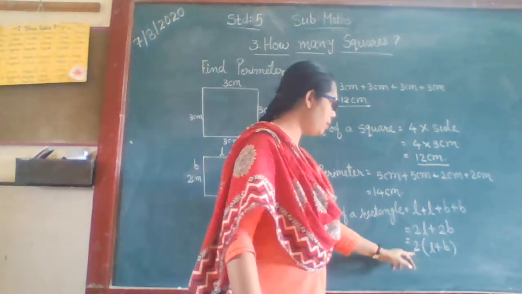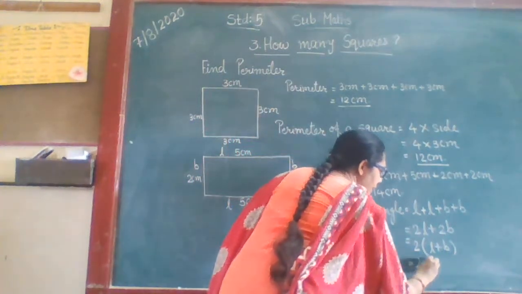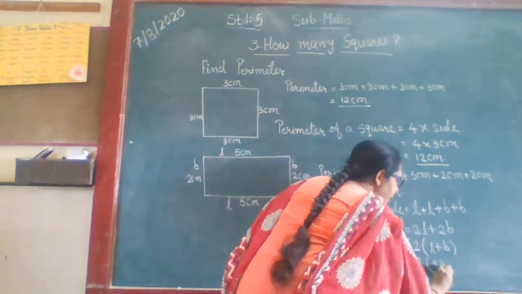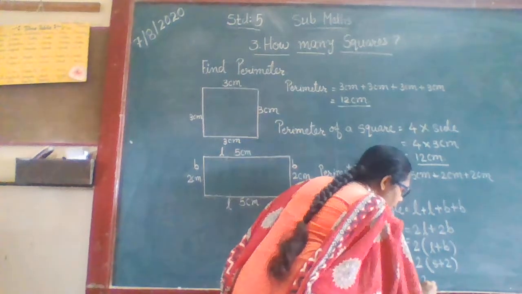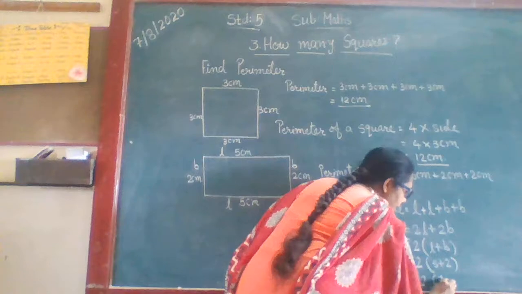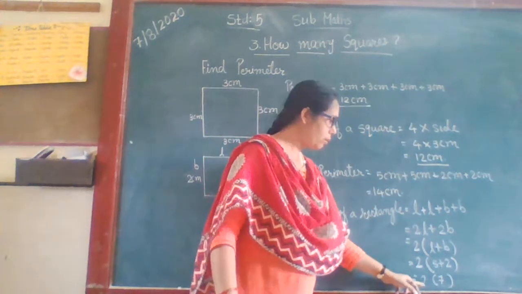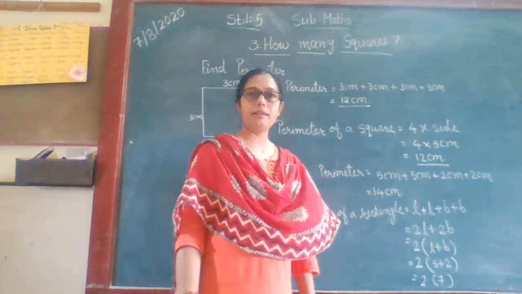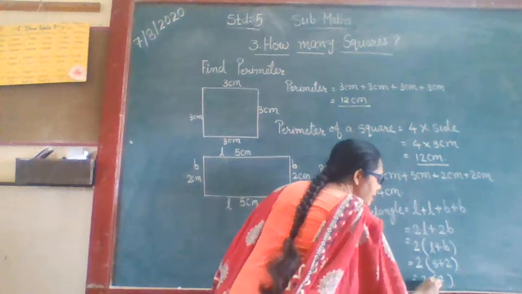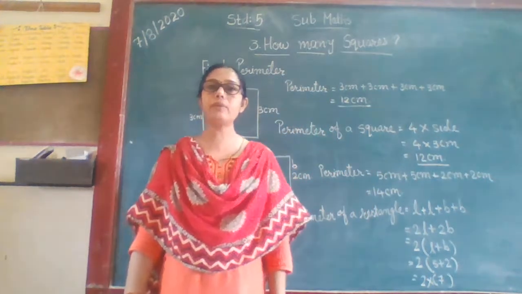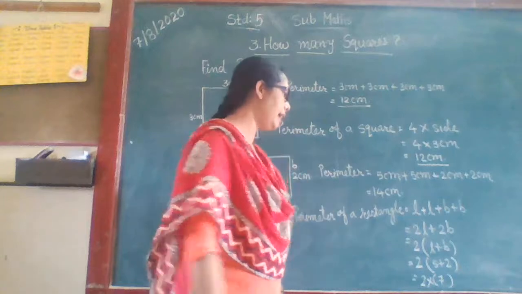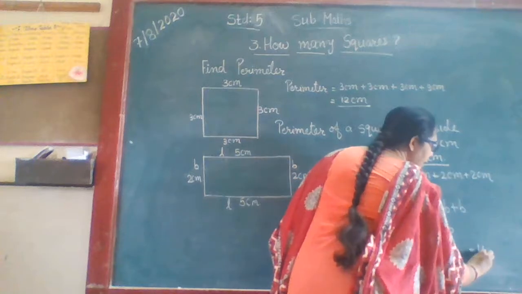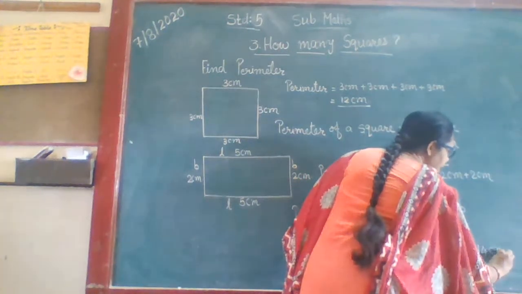Okay. Now 2 in bracket. What is our L? L is 5 centimeter, and breadth is 2 centimeter. So 2 into bracket 5 plus 2, 7. Now see, 2 and in bracket 7 is there. No sign is there. But what is there? Multiplication is there. If no sign is there, we have to consider it multiplication. Now we have to multiply them. 2 sevens are 14. So its perimeter is 14 centimeter.